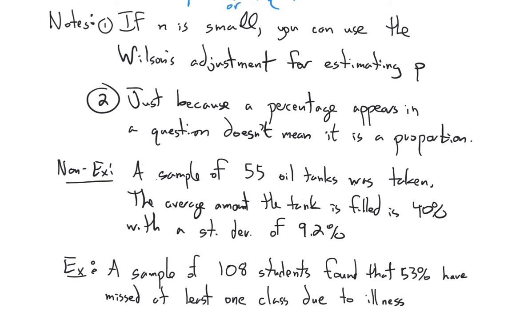So here's a non-example. Let's say somebody's interested in the mean percentage that an oil tank is filled of a household that has oil for heat. So they took a sample of 55 oil tanks, and they found that the average amount the oil tank was filled was 40%, with a standard deviation of 9.2%. So here, there's not two categories involved, either a success or a failure. It is a measurement of something. So this is actually a measurement of a value, not whether you're in a category or not. So this is not a proportion.